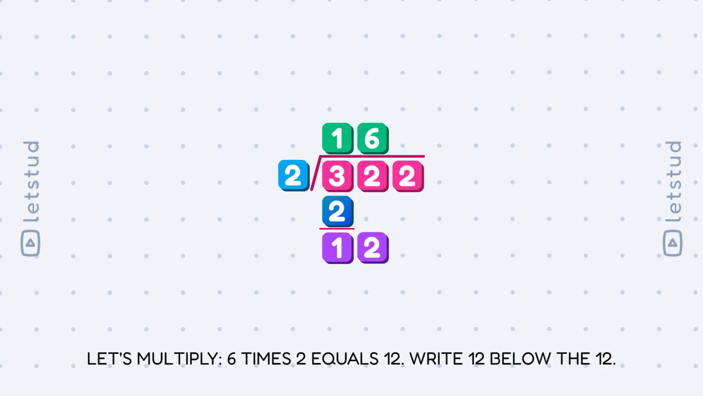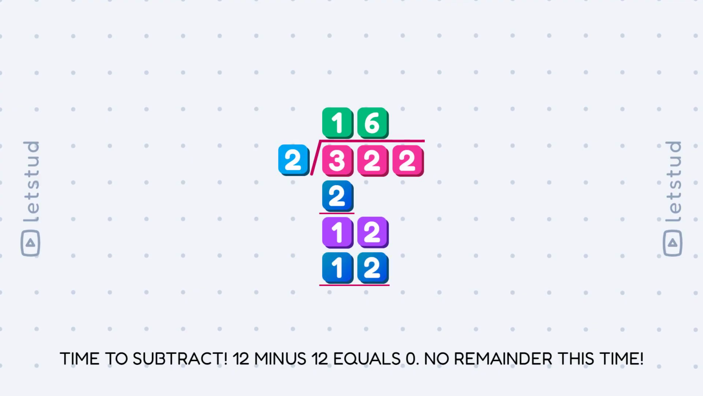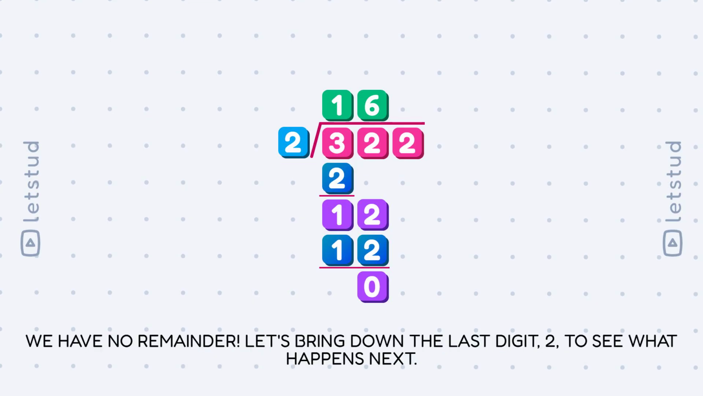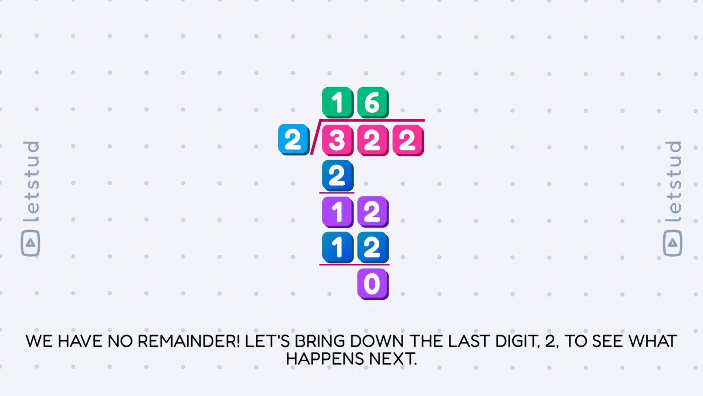6 times 2 equals 12. Write 12 below the 12. Time to subtract. 12 minus 12 equals 0. No remainder this time. Fantastic work, you're crushing it. We have no remainder. Let's bring down the last digit 2 to see what happens next.